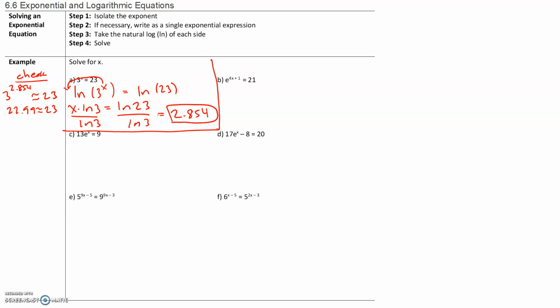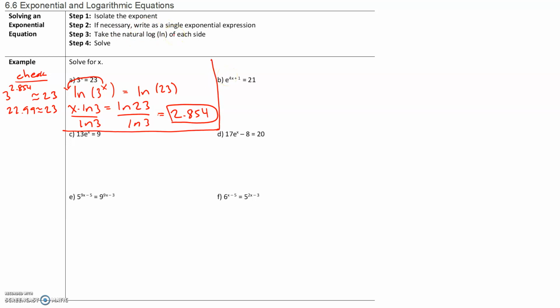Okay, let's go to part B. We have e to the 4x plus 1 equals 21. So step 1, isolate the exponent. It's already isolated on the left side. Step 2, if necessary, write as a single exponential expression. That's if we have multiple exponents, which we don't.